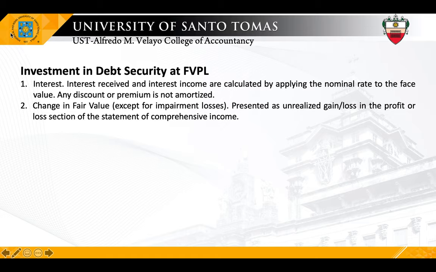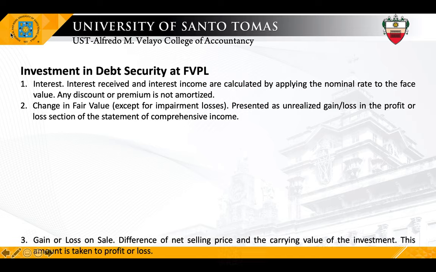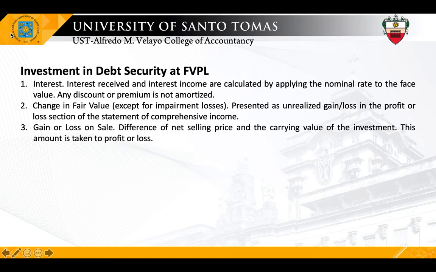Number two, change in fair value except for impairment losses. So presented as unrealized gain or loss in the profit or loss section of the statement of comprehensive income. And gain or loss on sale, the difference of net selling price and the carrying value of the investment. The carrying value here is the fair value mo December 31 last year. So notice, no? For investment at fair value through OCI, the gain or loss is the accumulated unrealized gain or loss in equity and then transferred to profit or loss. Yun yung gain or loss mo. But for investment at debt security at fair value through profit or loss, your gain or loss on sale is only the difference of the net selling price and the latest fair value mo by December 31 last year.